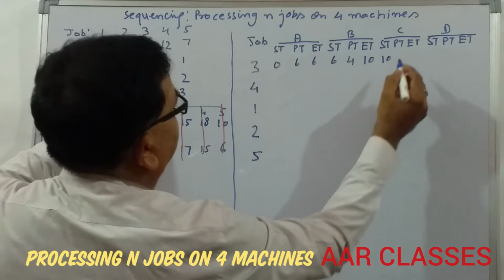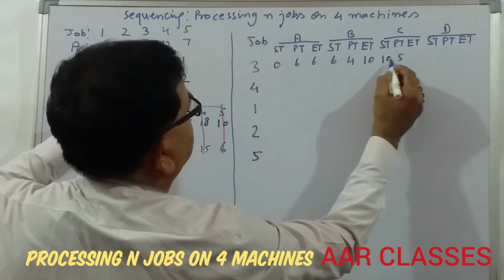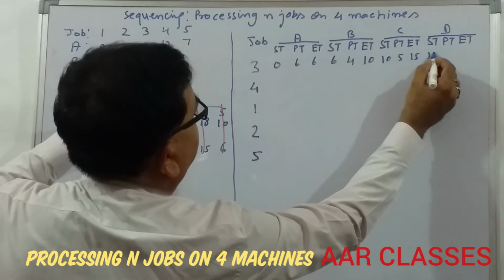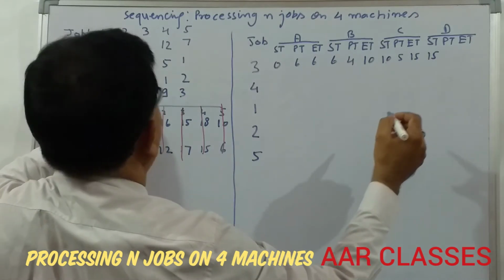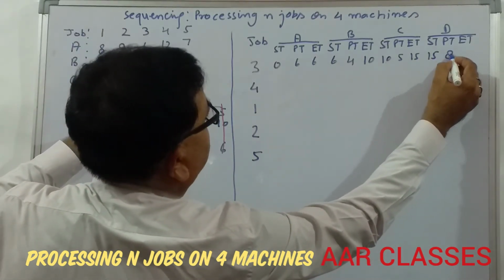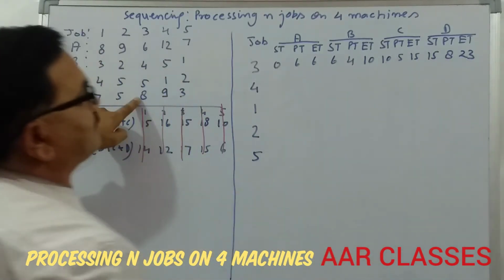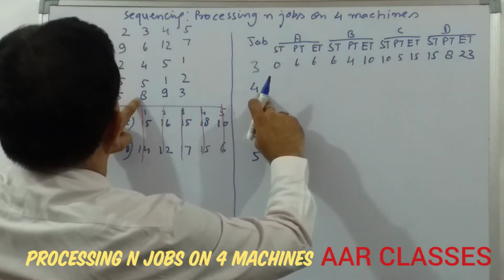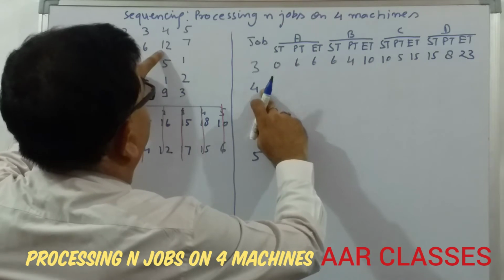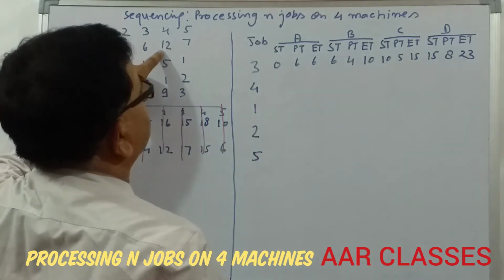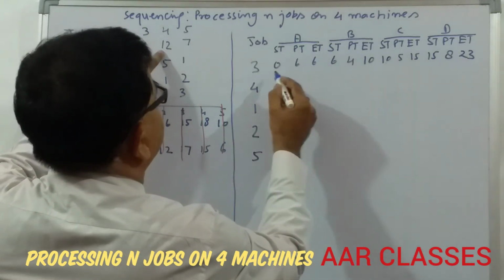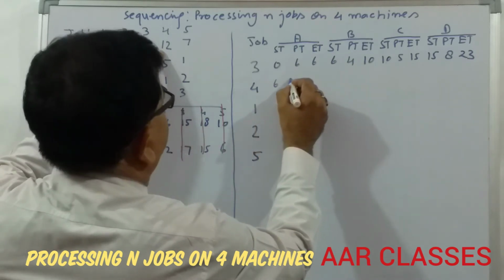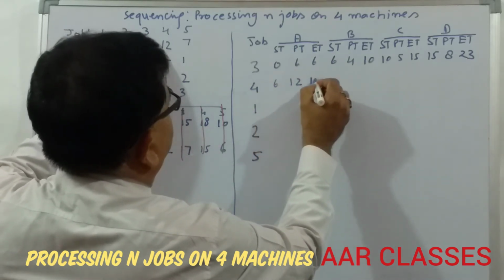Duration is 5. So here it is 5. So 10 plus 5 is 15. And duration here is 8 on machine D. So 15 plus 8 is 23. That's how we compute it. Then job 4 is 12. For 4th job, the starting time is 6, duration is 12, so 6 plus 12 is 18.